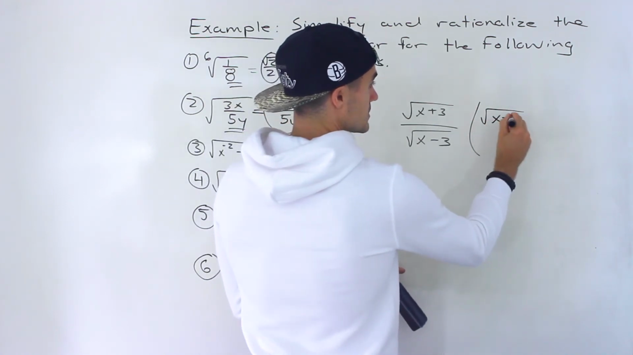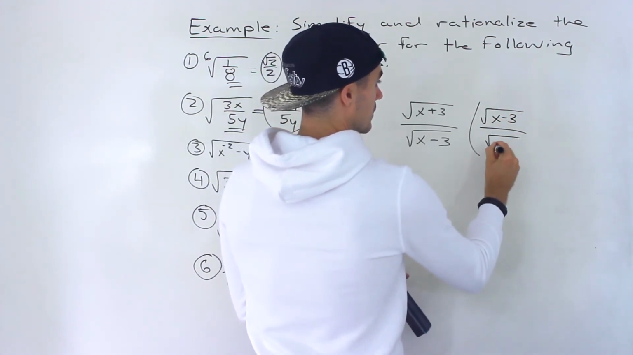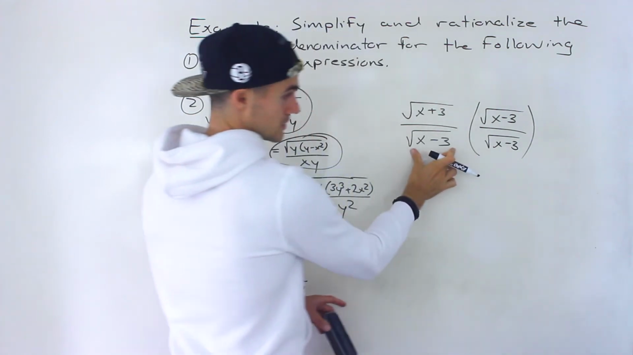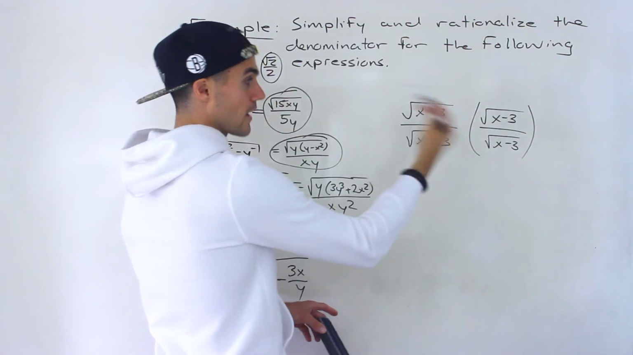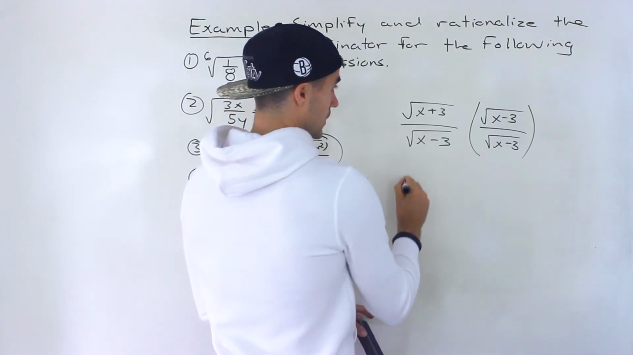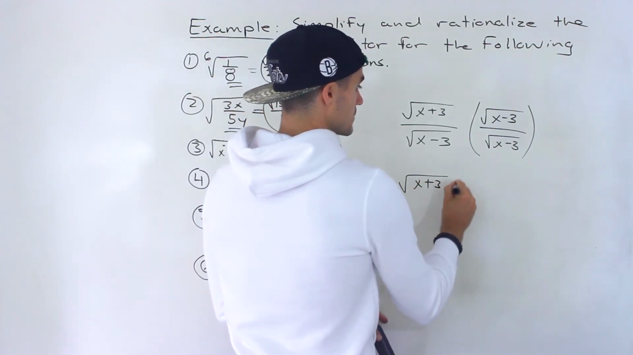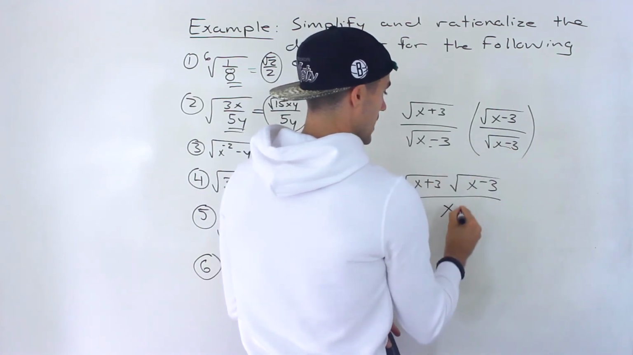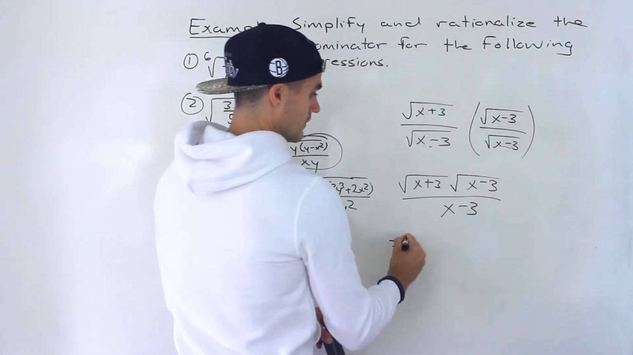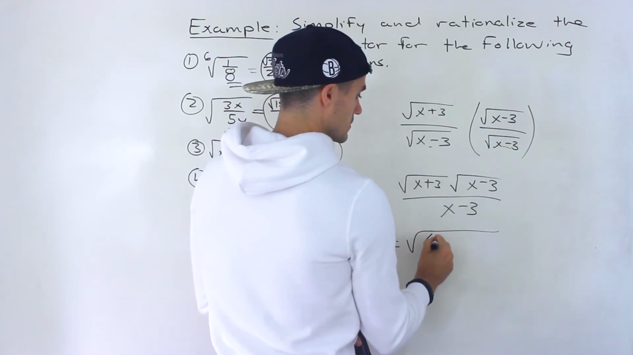and then rationalize the denominator. Check if you can simplify that denominator. You can't simplify the square root of x minus 3. So we could rationalize from here, and we'd end up with the square root of x plus 3 times the square root of x minus 3 all over this times that, which is just x minus 3. And then you can combine these two.